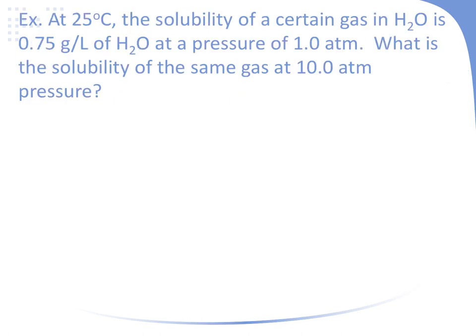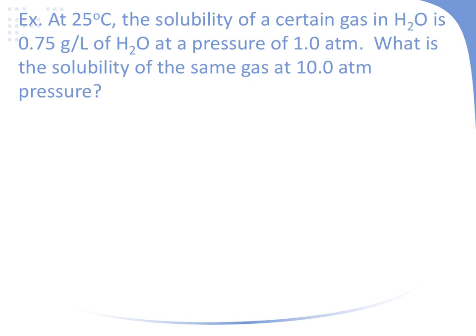And we've got a little example here. It says at 25 degrees C, the solubility of a certain gas in water is 0.75 grams per liter of H2O at a pressure of 1 atmosphere. So that would be your S1 and your P1. It says, what is the solubility of the same gas at 10 atmospheres of pressure? So you can get more of it to dissolve.